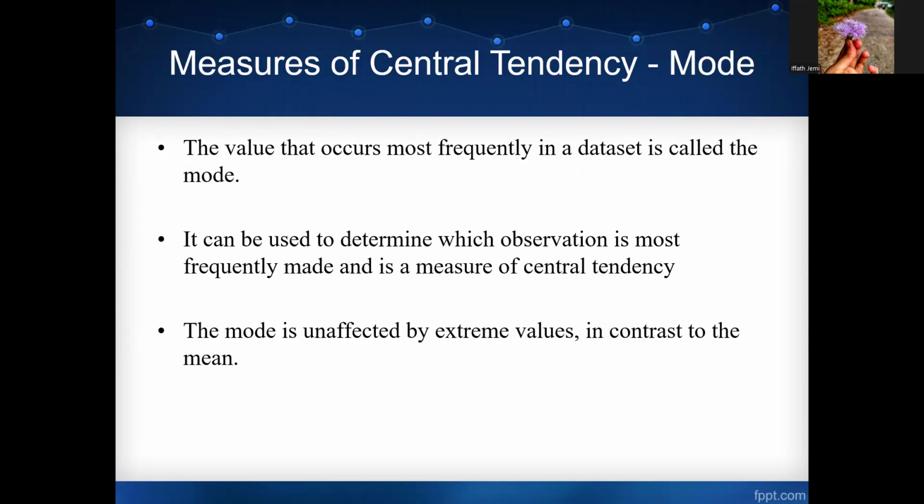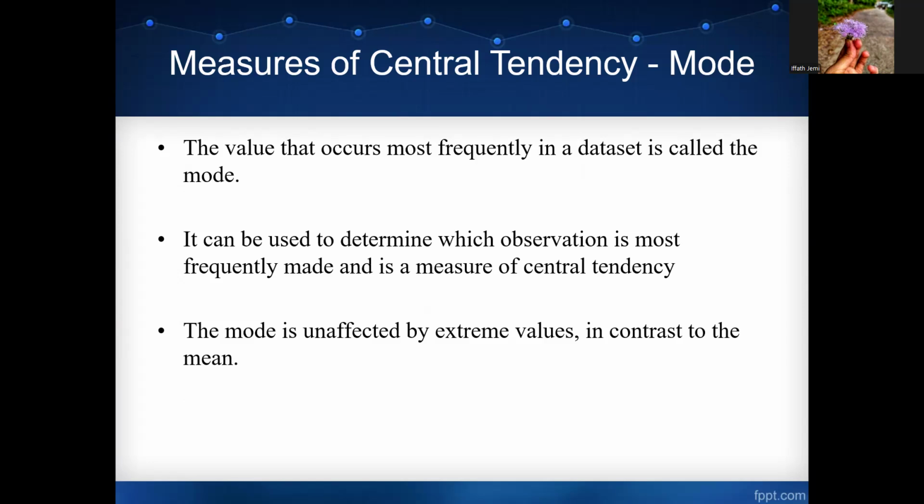The value that occurs most frequently in a dataset is called the mode. It can be used to determine which observation is most frequently made and is a measure of central tendency. The mode is unaffected by extreme values. In contrast to the mean, a dataset may have one mode, unimodal, multiple modes, bimodal or multimodal, or no mode at all if every value appears with the same frequency.